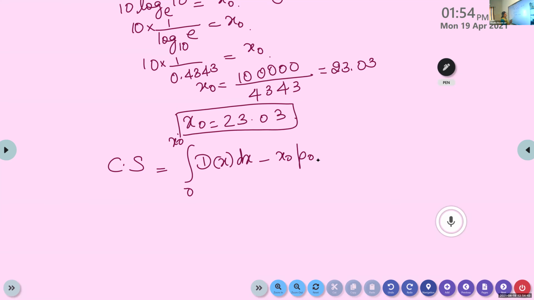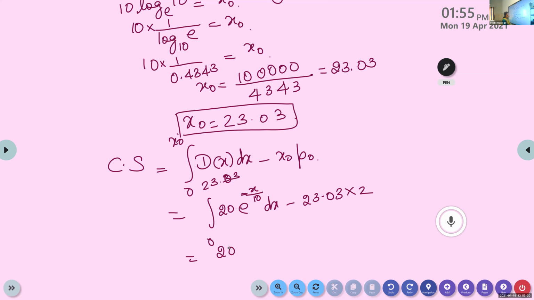Substitute the function d of x, and x naught we got, so 0 to 23.03 integral of 20 into e raised to minus x by 10 into dx, minus x naught p naught, 23.03 into 2. Now 20 being constant, we can take it outside. What is the integral of e raised to x?